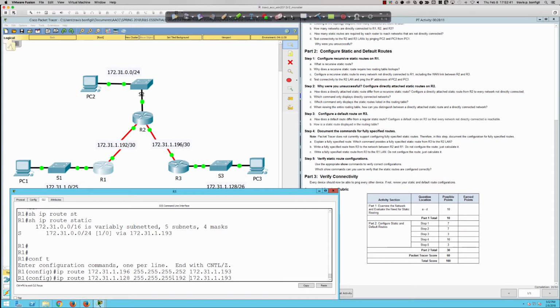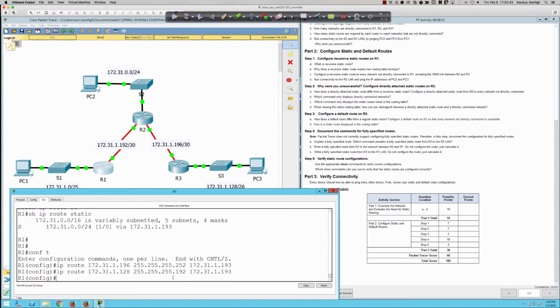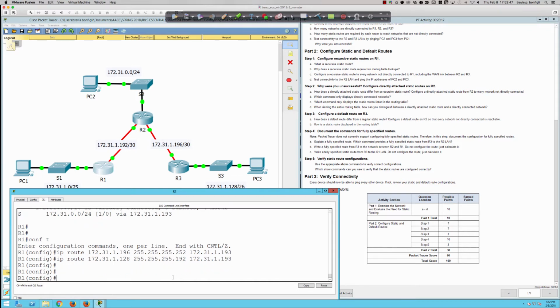And if you look in the lower right-hand corner, we should see that we're going to jump to 30 points, I hope. There we go. We're getting 10 for each of these. So there are my 3 recursive static routes. Do show IP route. Let's see what it looks like.